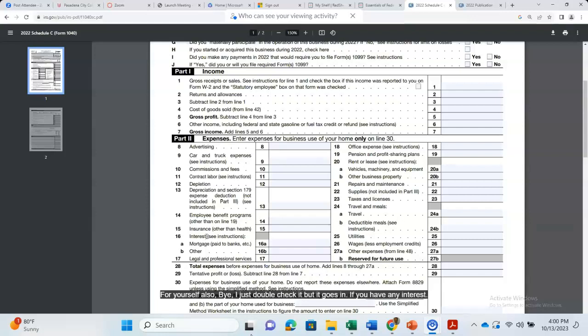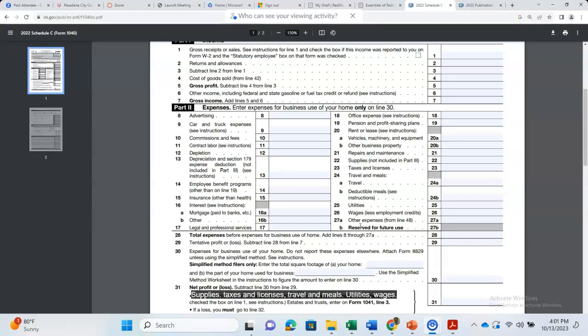If you have any interest, mortgage or those types of things, legal and professional services like bookkeeping, tax preparation if you pay anything, office expenses, rent or lease for vehicles, machinery, equipment, or business properties, they have to identify what it is and use that rent or lease that you pay. Repair and maintenance, supplies. Supplies are like office supplies, something like that. Taxes and licenses, travel and meals.